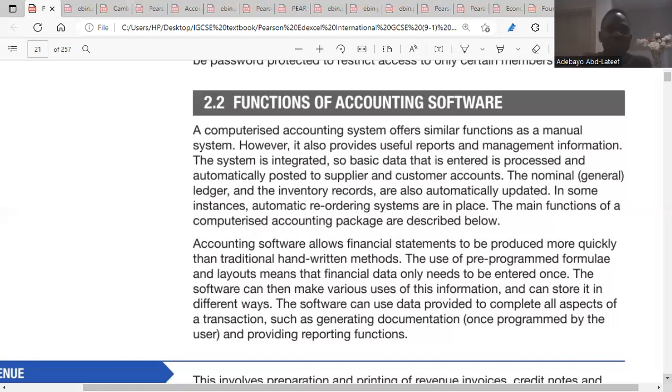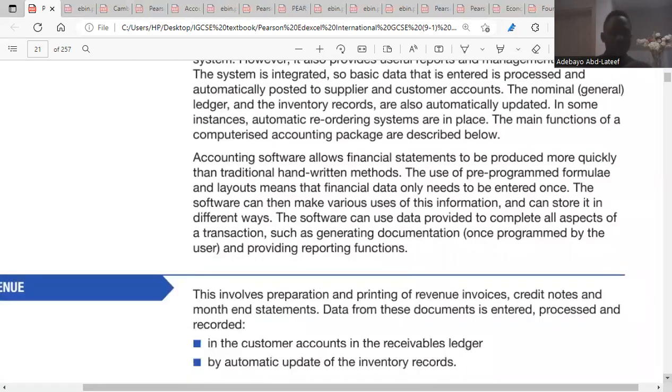So what happens afterwards? It doesn't end there when you enter the transaction or the information. It will process it and put it to individual accounts. And after that, it will also generate whatever information needs to be generated from each individual account. That is what accounting software is about. Is it clear? Yes. So we'll go down, please.